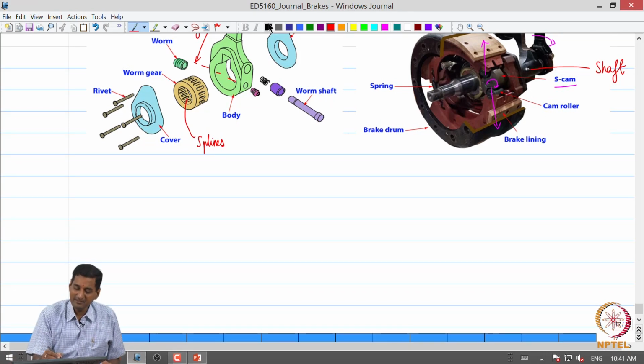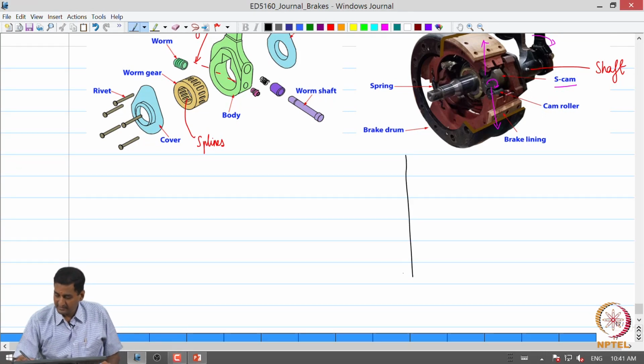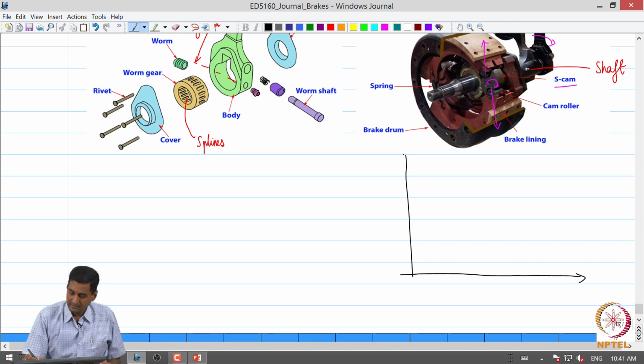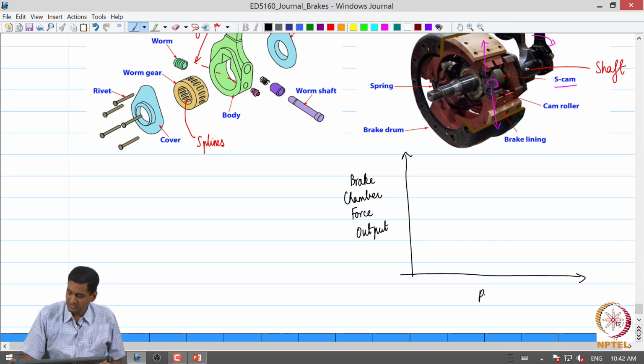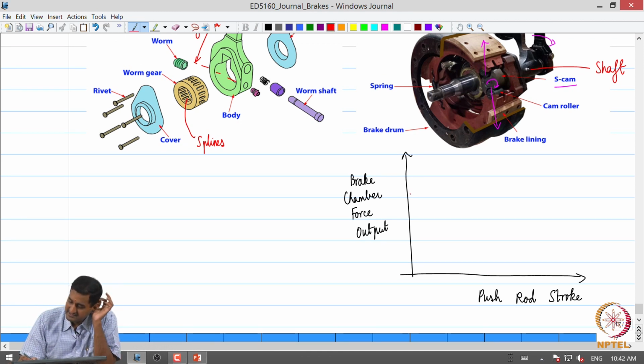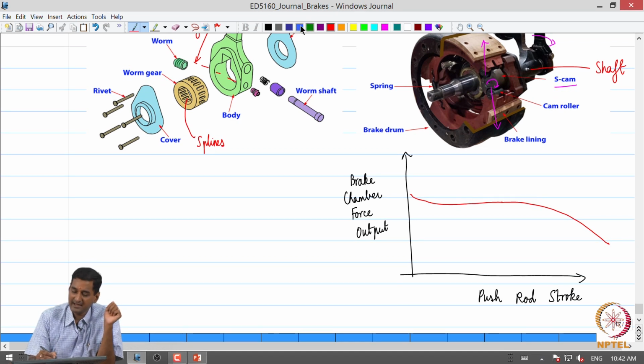Okay. So, if we plot the brake chamber force output, this is push rod stroke, what is going to happen is the following. We are going to see a drawing diagram something like this for most operating pressures. Okay. So, some characteristic curve like this.